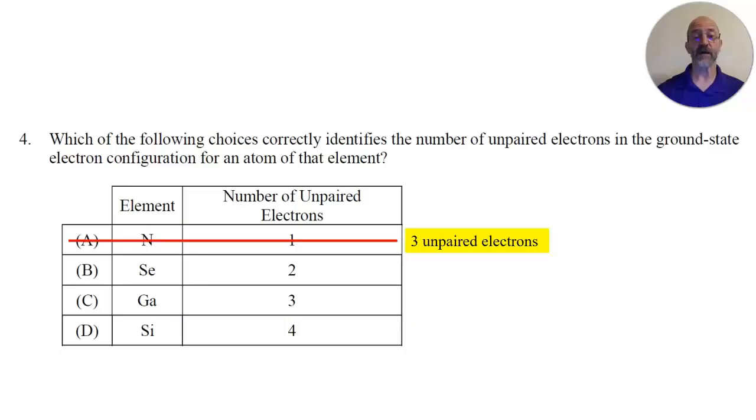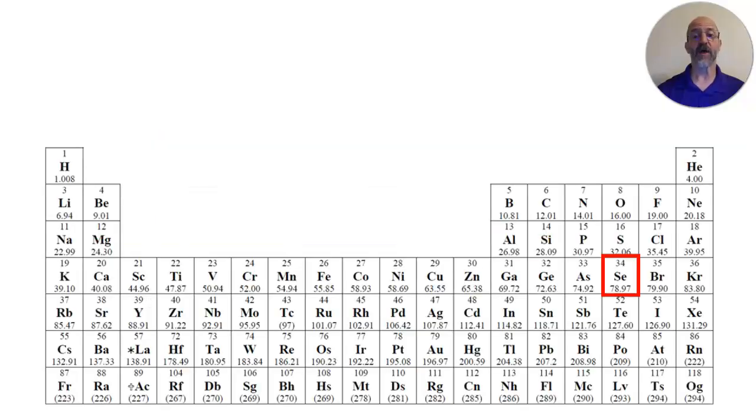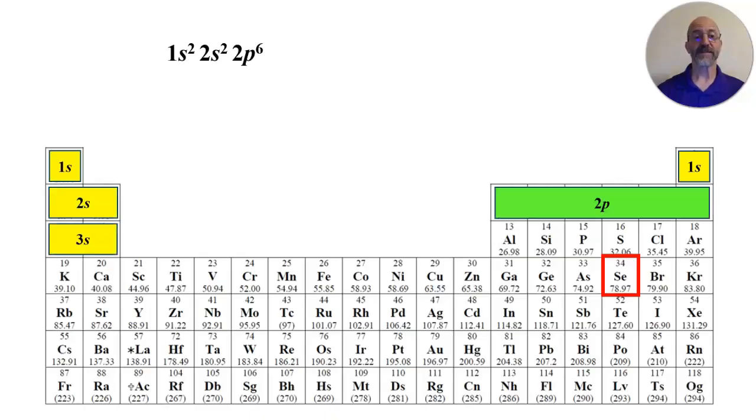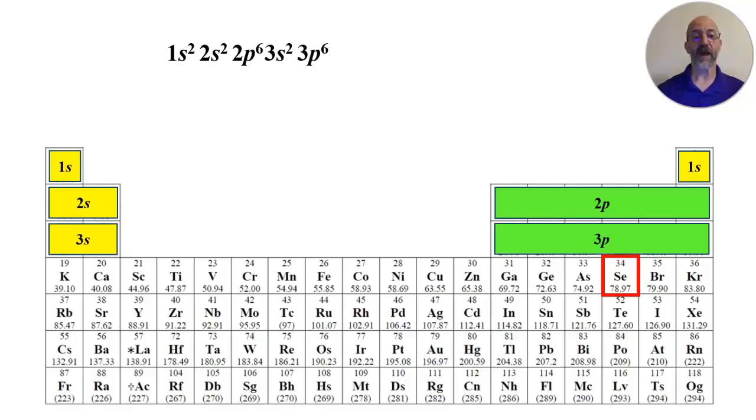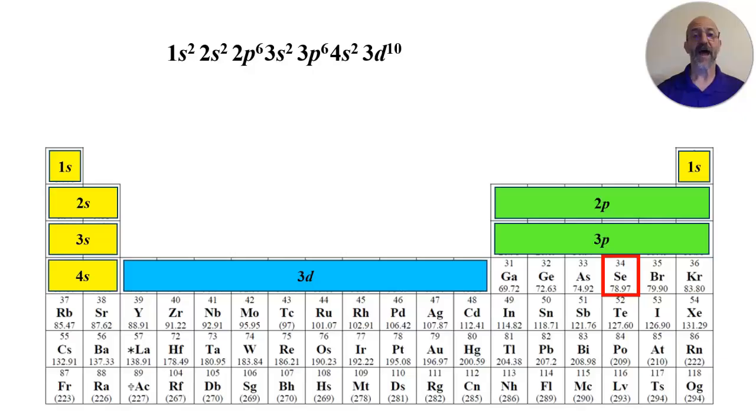Let's move on to selenium, or Se, which is atomic number 34. So 1s2, 2s2, 2p6, 3s2, 3p6. Now we're in the 4th period. That would be 4s2, followed by 3d10. And then the last part of selenium's electron configuration would be 4p, but we're stopping at 4p4. I'm not going to show you the entire electron energy level diagram, but just the last portion, sublevels 4s, 3d, and 4p.